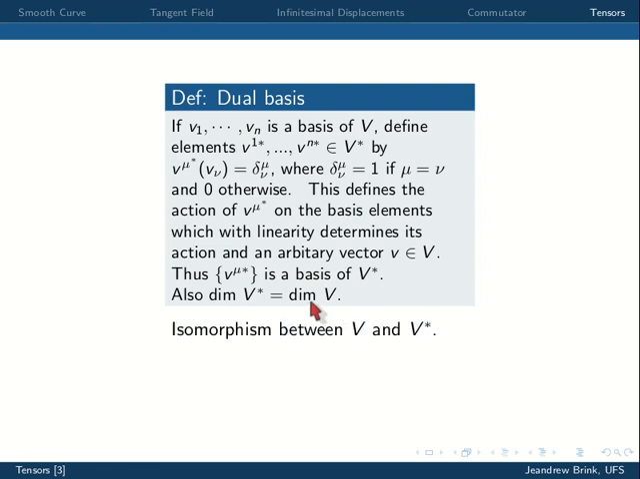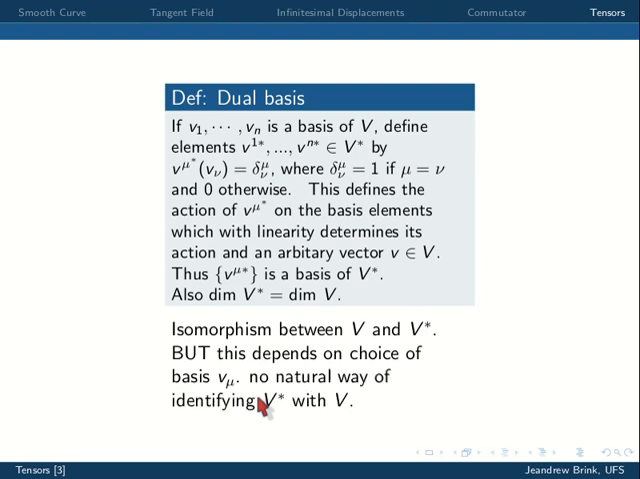In some sense, because the basis vectors are connected but not the same, very often when we work in Rn these two things look as though they're the same, but they're not. Because they are connected but not the same, there's an isomorphism between V and V star, but it depends on your choice of basis. And because it depends on your choice of basis, there's no natural way of generally identifying V star with V if you don't have a particular basis.